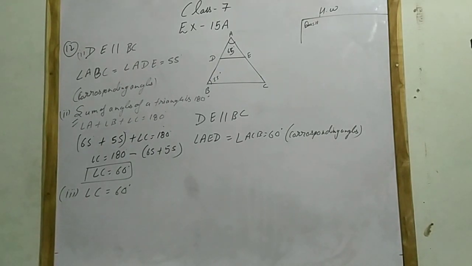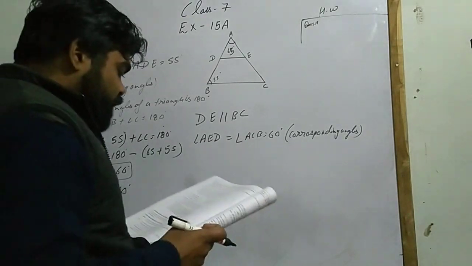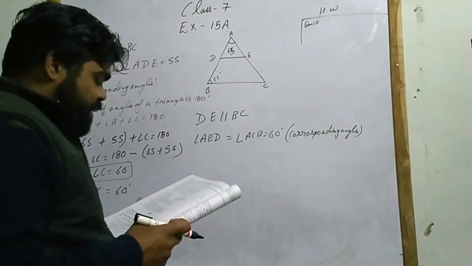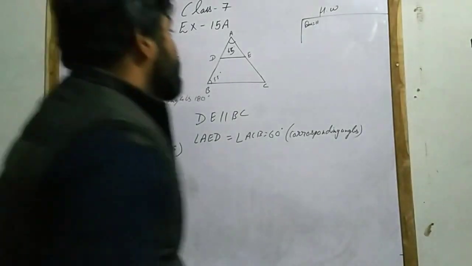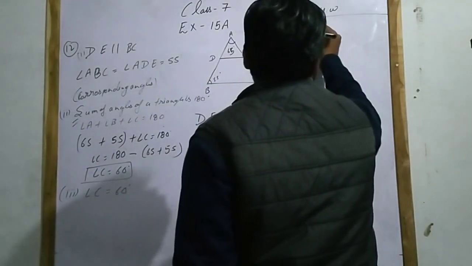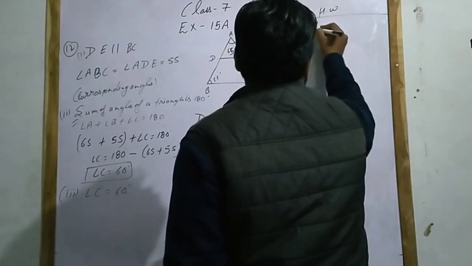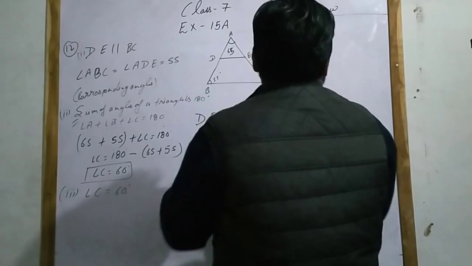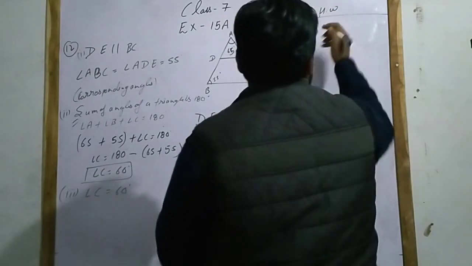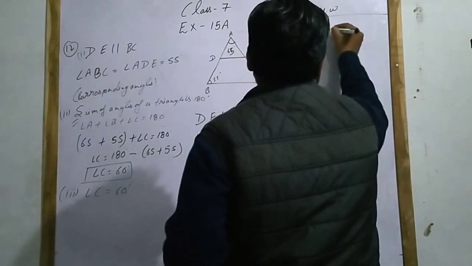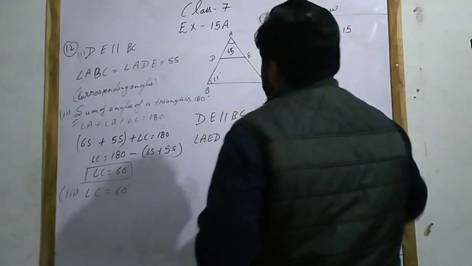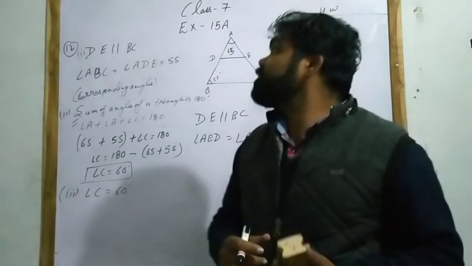Now the homework is your from question number 13, 14 and 15. Homework is your question 11, question number 13, 14 and 15 you have to do. Your exercise will be complete.